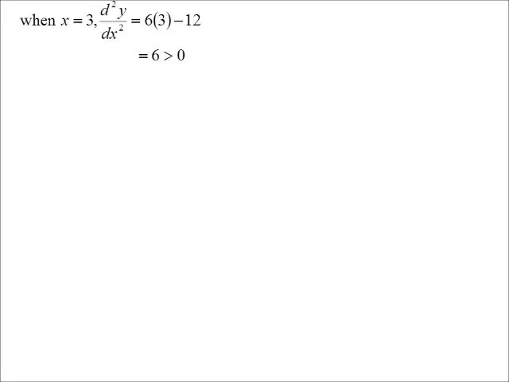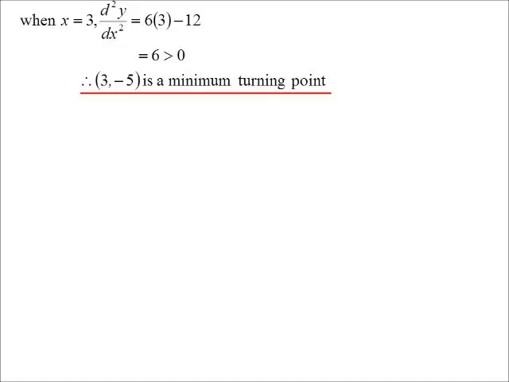Let's test the other one. Just a coincidence, it turned out to be 6. Happens a lot though. I guess it's to do with the symmetry of the curves. Greater than 0, concave up, therefore minimum turning point. The y value on that one turned out to be -5.